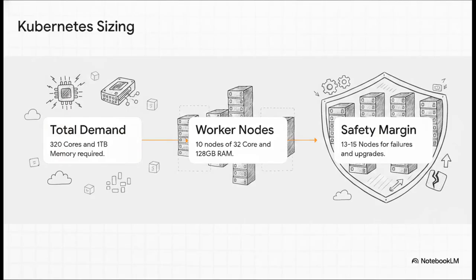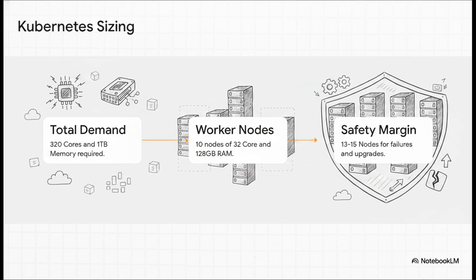Okay, let's actually apply this and build something tangible. We're going to use everything we've calculated so far to design a real-world Kubernetes cluster for our 20,000 router system. Let's say all our previous math tells us our total enterprise demand is 320 CPU cores and 1 terabyte of RAM. Well, if we use standard enterprise servers that have 32 cores and 128 gigs of RAM each, simple division tells us we need exactly 10 worker nodes.